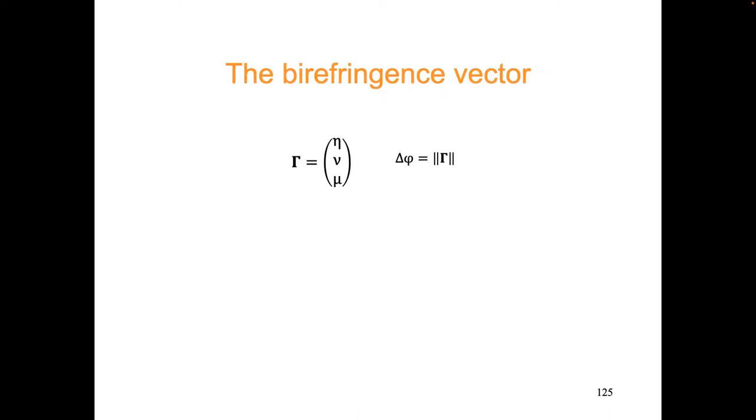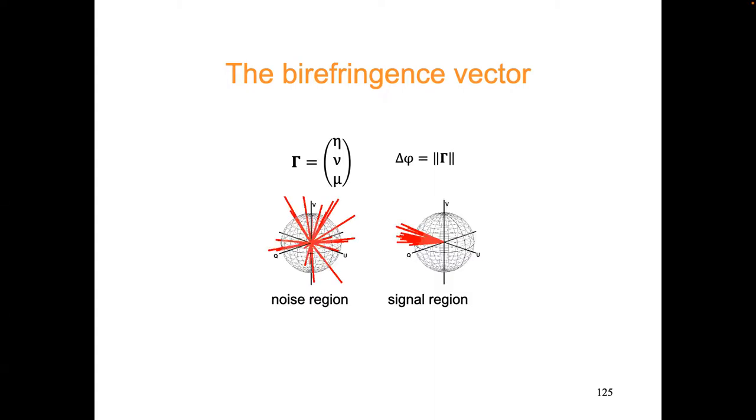Okay, so now we have this vector that we extracted from this Mueller matrix, where we have a direction and a length. The length is proportional to the amount of birefringence, and the direction basically gives you the optic axis in the material. Okay, so what can we do with this?